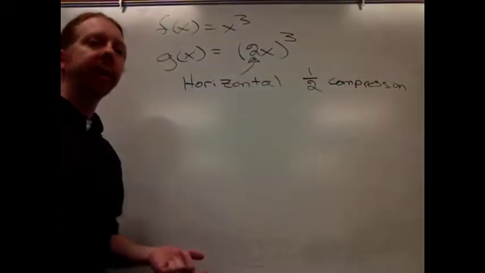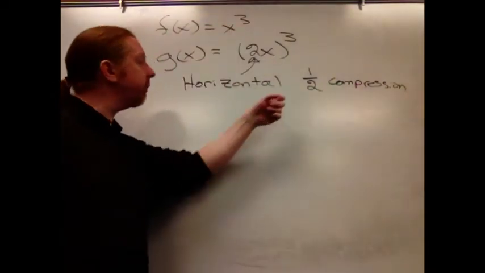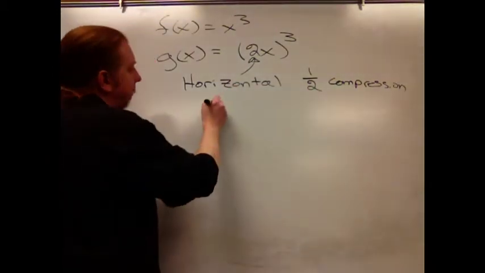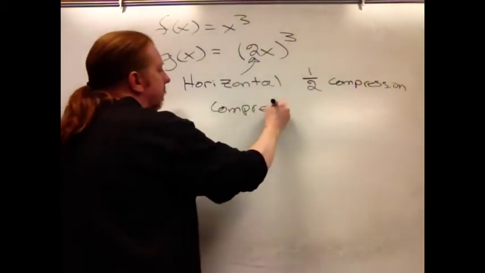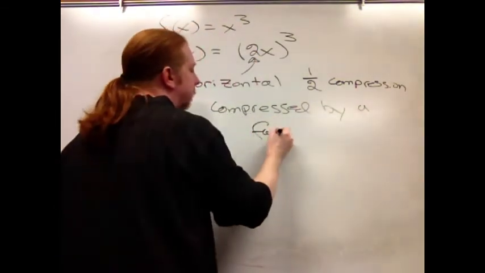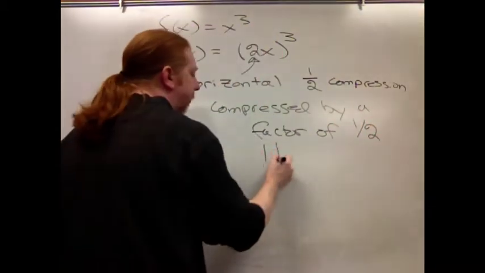So effectively, g of x looks like f of x, but it has been compressed horizontally by a factor of 1/2. I might also say compressed by a factor of 1/2 horizontally.